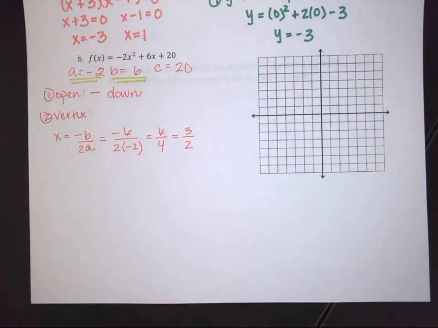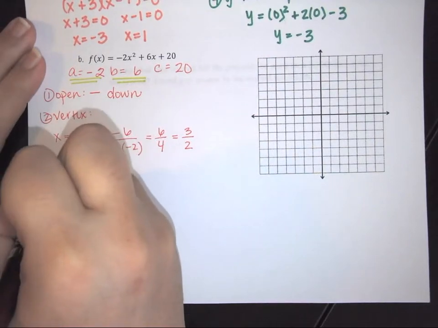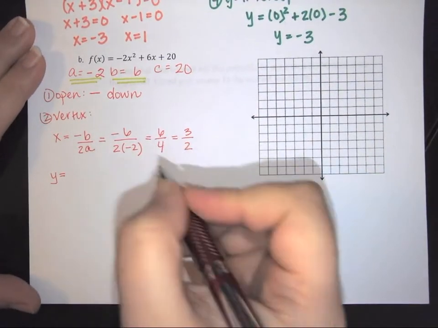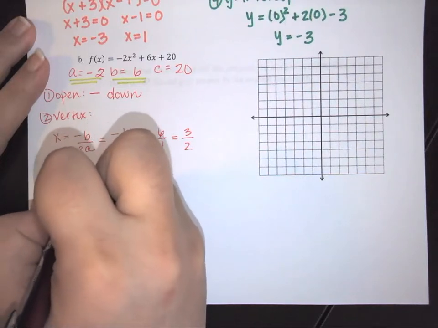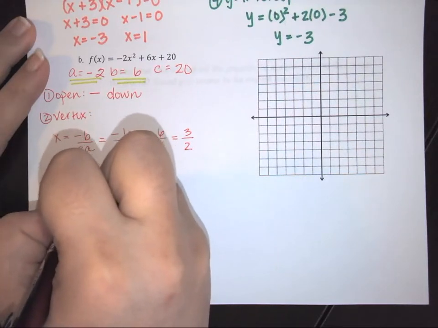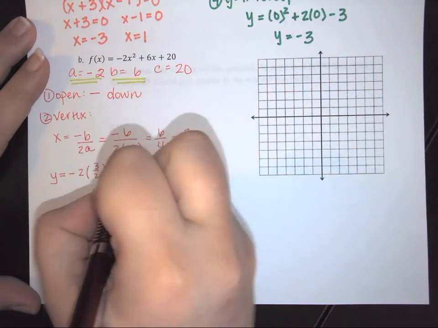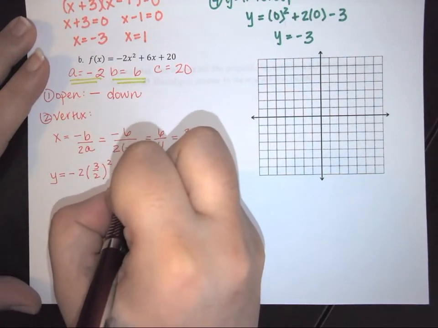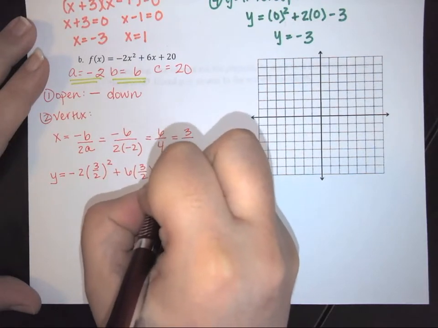And with this one, now we're working with a fraction. So you need to be very careful. In order to find y, I have to input my fraction. So this becomes negative 2 times 3 over 2 squared plus 6 times 3 over 2 plus 20.